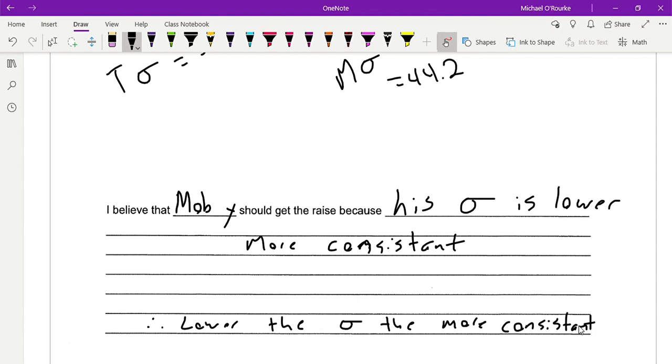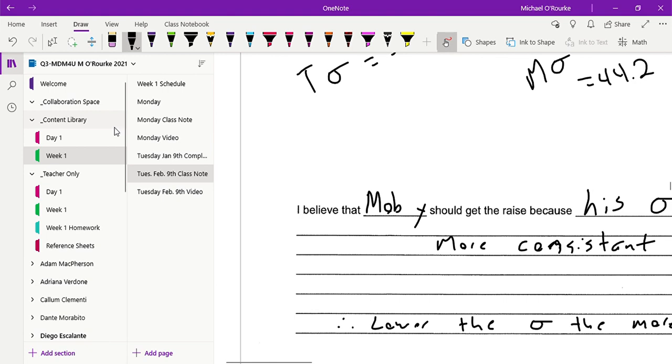So who's got the stronger set of data? In this case, Moby does, because he has a lower standard deviation. That was a long lesson this morning. Do we have an okay sense on it though? Sometimes they take too long to teach comparative.